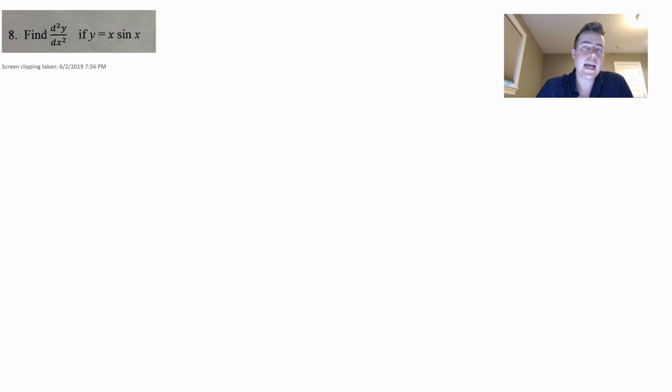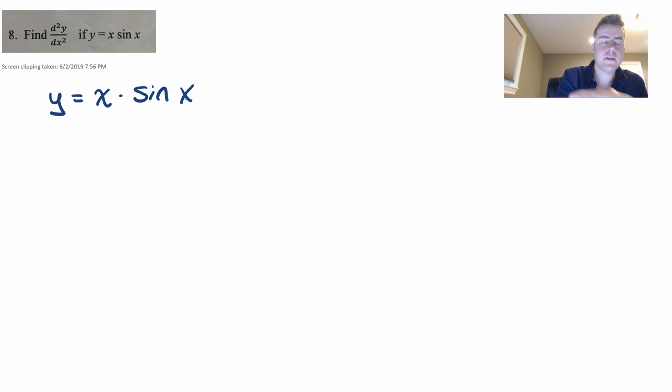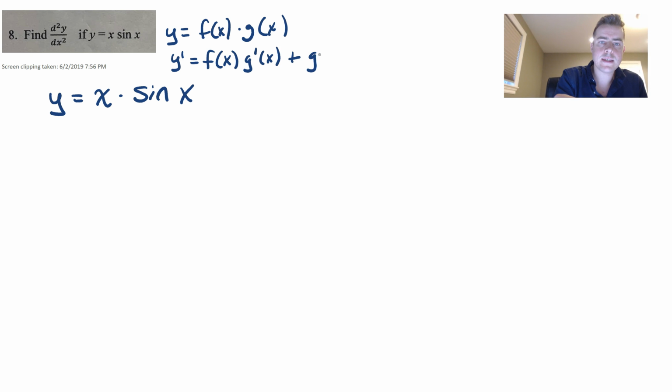Okay, so let's take a look at this next one over here. We want to find the second derivative if y equals x times sine of x. Okay, so for this problem here, it's actually a product rule. Okay, so the product rule, when you're doing this out, if you have f of x, some function of x, times another function of x, to find the derivative, you do the first times the derivative of the second plus the second times the derivative of the first.